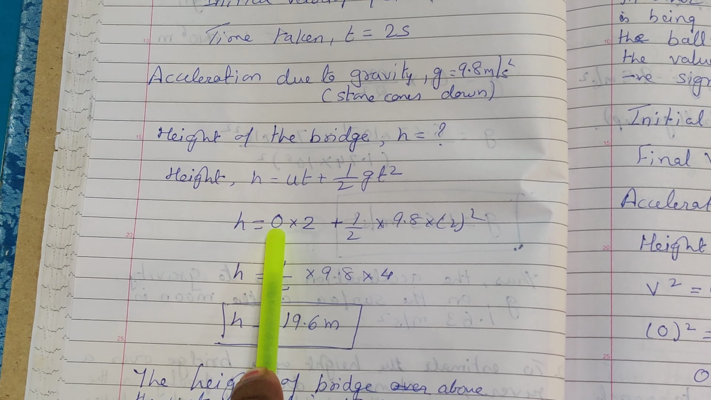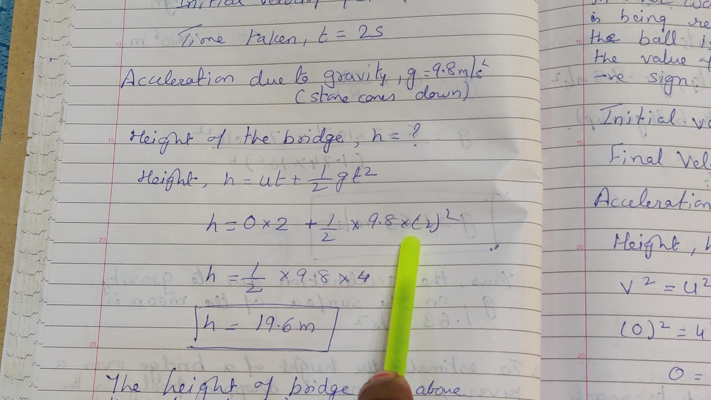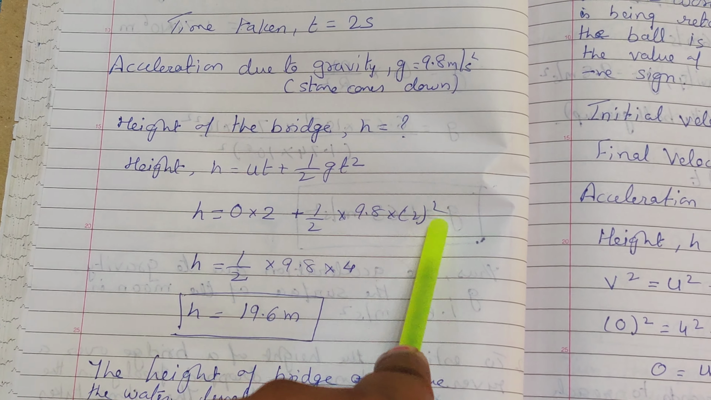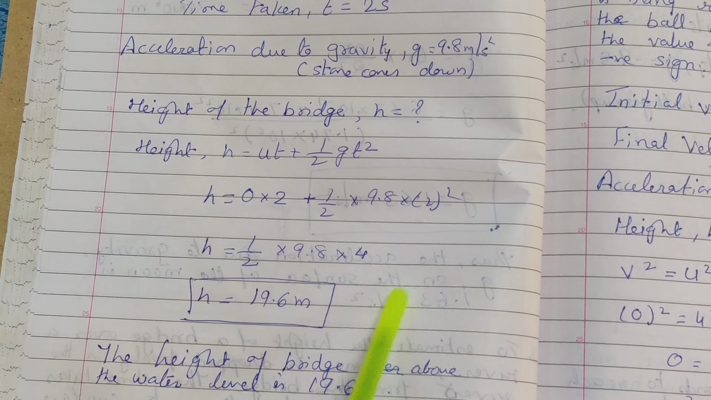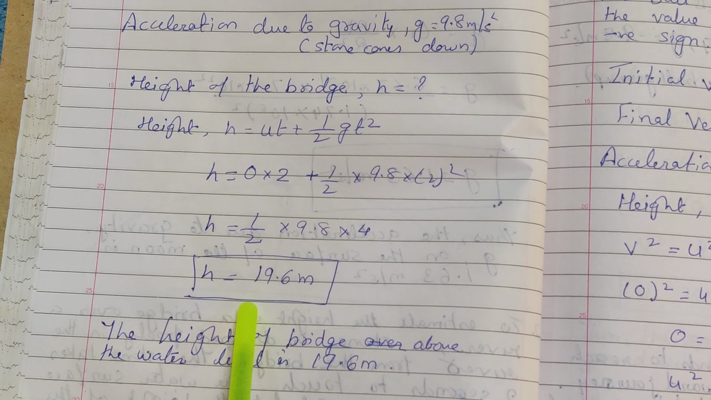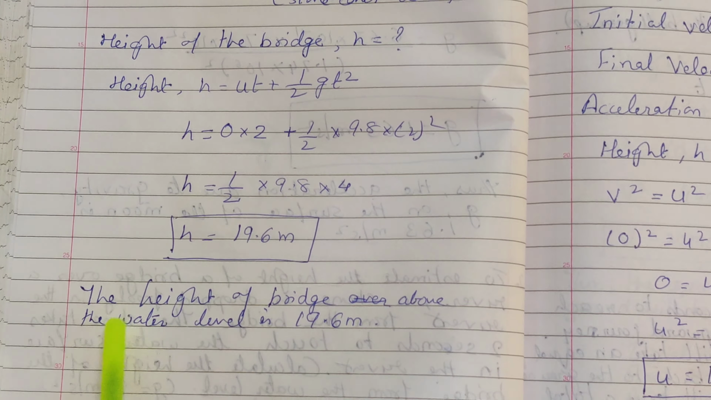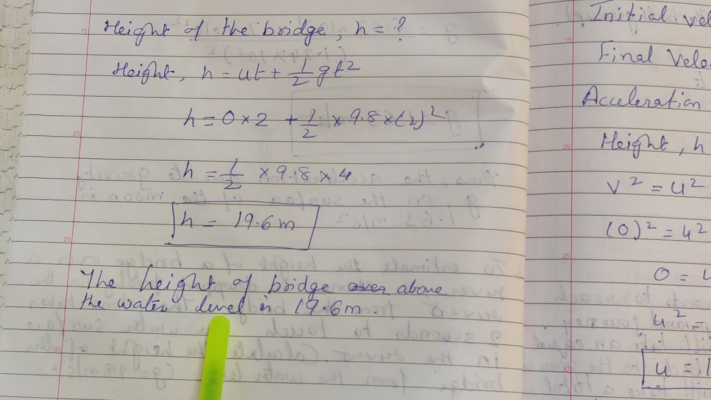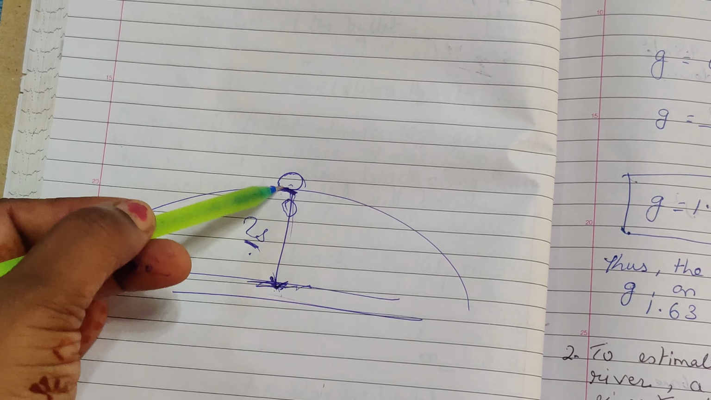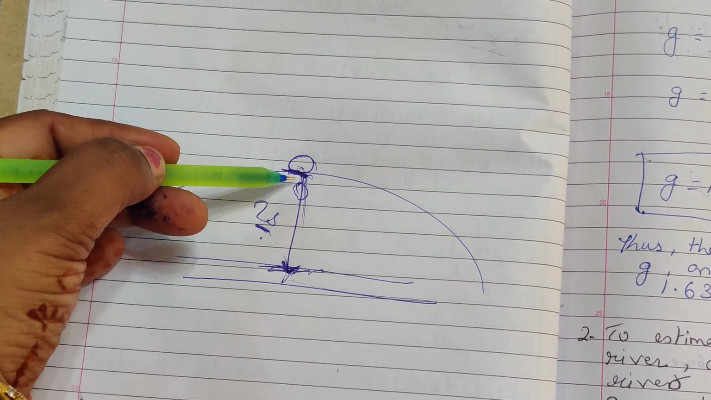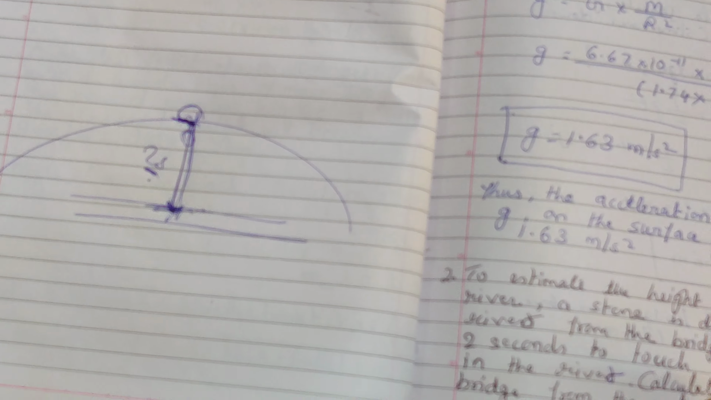u का value डाला 0, 0 into 2 plus half into 9.8 g का value. Then time का t का 2 का square. Now after calculating, we are getting h equals 19.6 meters. So the height of the bridge above the water level is 19.6 meters. See here, means the height of this bridge is 19.6 meter.